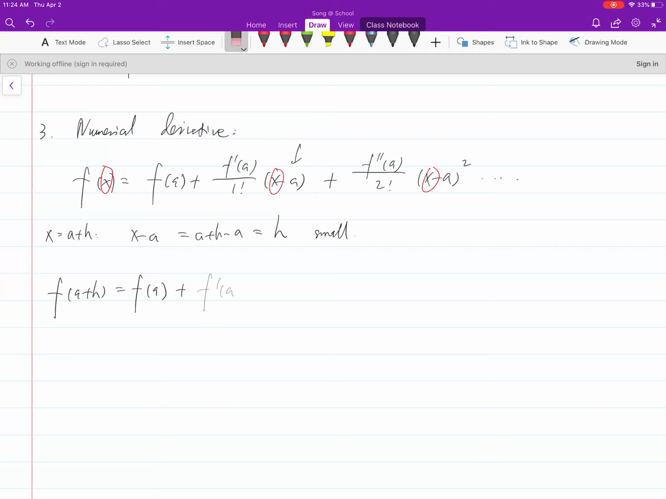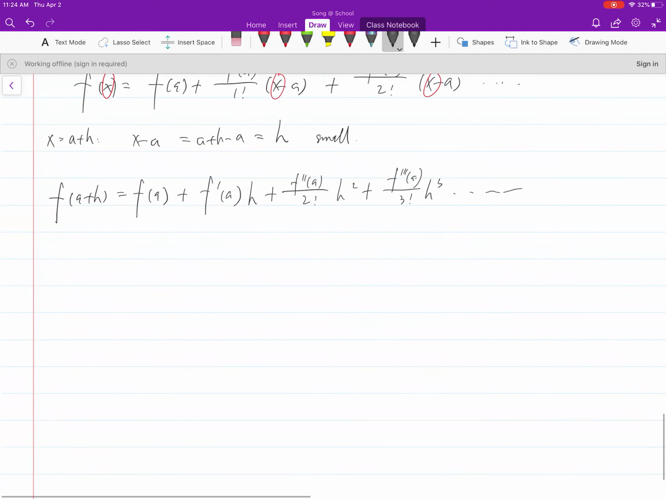x minus a is a plus h minus a, which is just h, plus f double prime of a over 2 factorial times h squared plus f triple prime of a over 3 factorial times h cubed, h fourth, h fifth, h sixth, whatever. They just keep going.